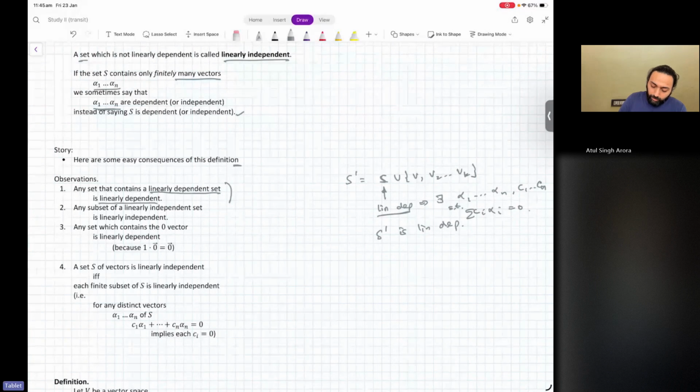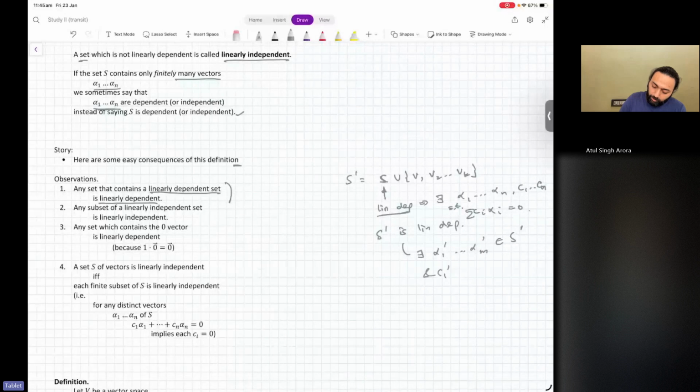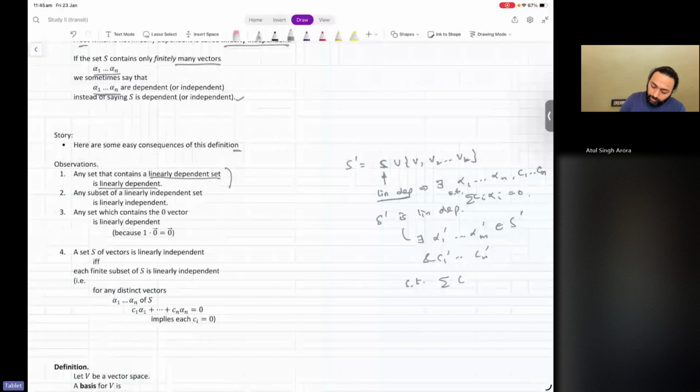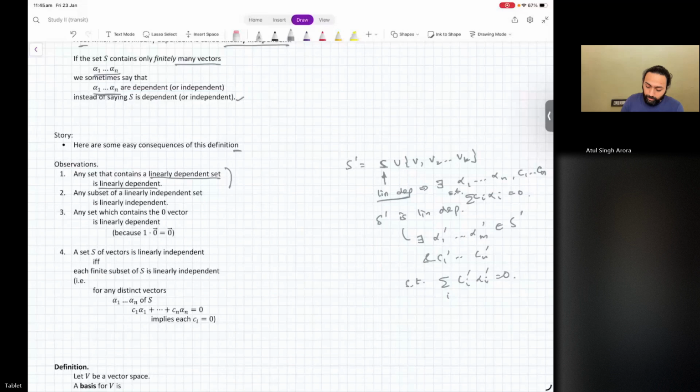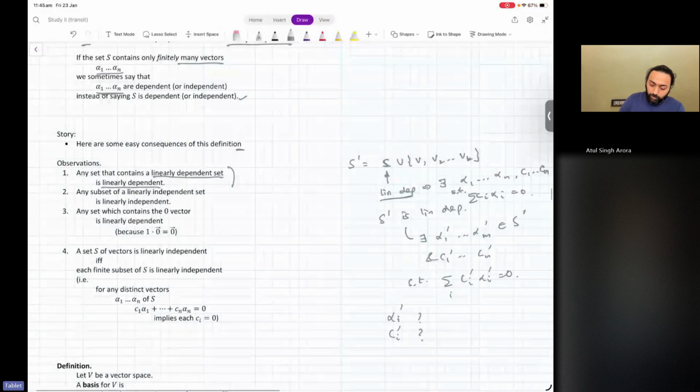Yes, sir. Okay. And now to show that S prime is linearly dependent, we also need to show the same, right? We want to show that there exist alpha 1 prime all the way to alpha m prime in S prime, and some C's, C1 prime to Cm prime, such that the sum over i of C prime i alpha i prime is 0, correct? So can you tell me what alpha i prime and Ci prime should be, given what I've told you?